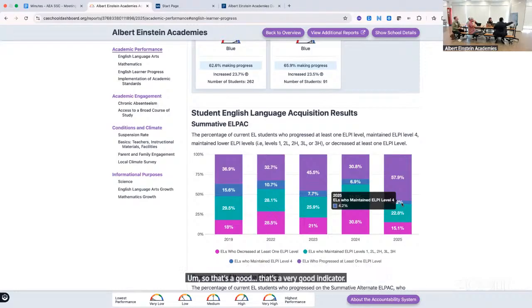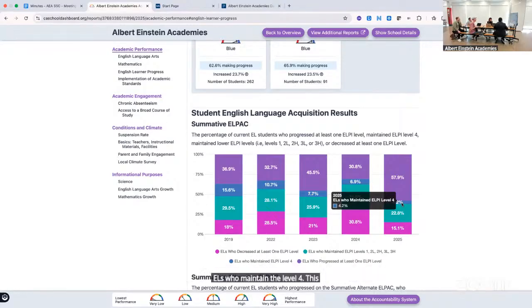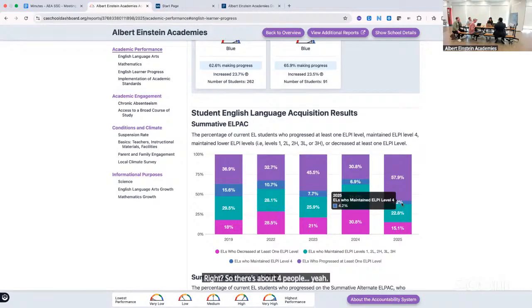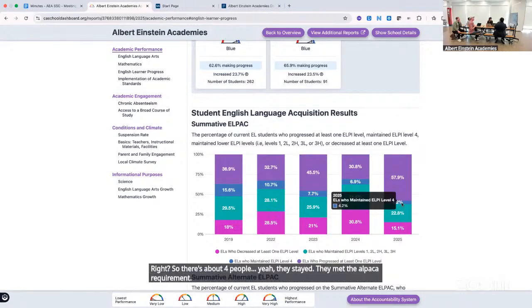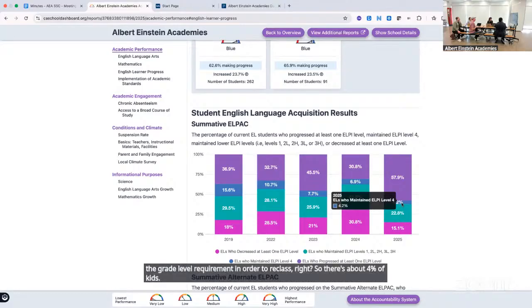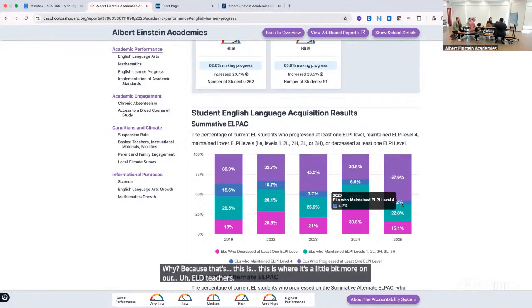And then here, there's just some additional data: ELs who maintained the level 4. This means that they maintained level 4, but they didn't reclassify. They met the LPAC requirement, but they also didn't pass the grade level requirement in order to reclass. So there's about 4% of kids, which is a low number, but we've got to find out why, because this is a little bit more on our ELD teachers. They stayed stagnant. These are students that can reclass.